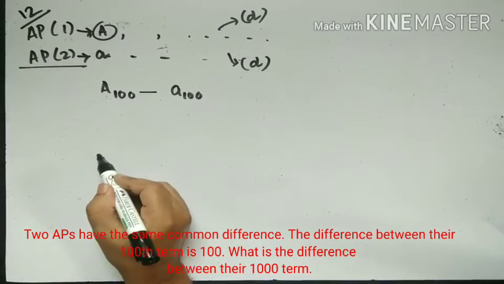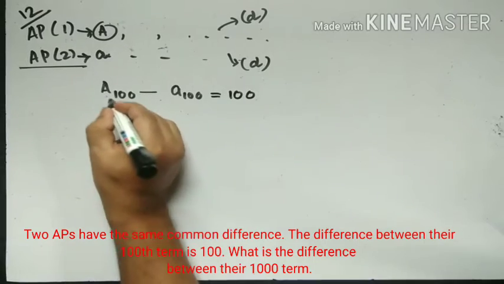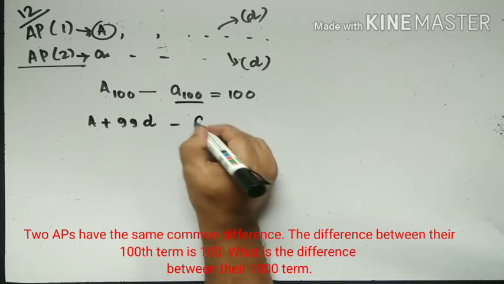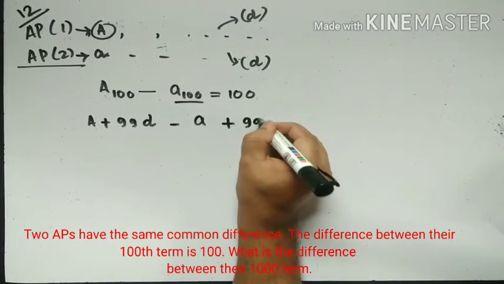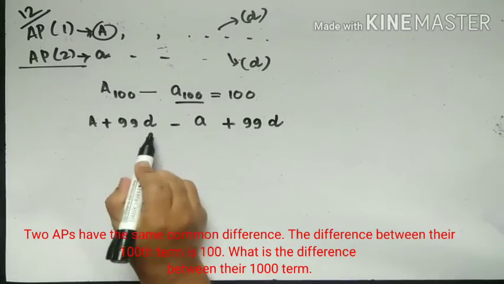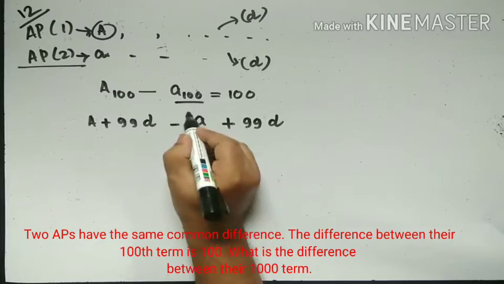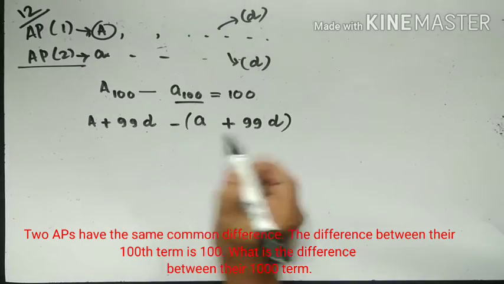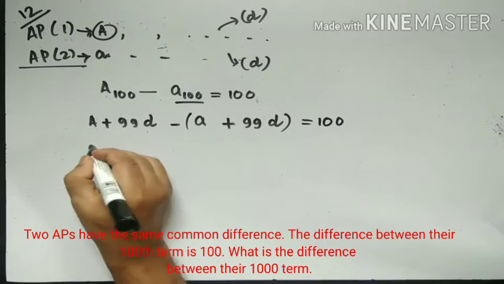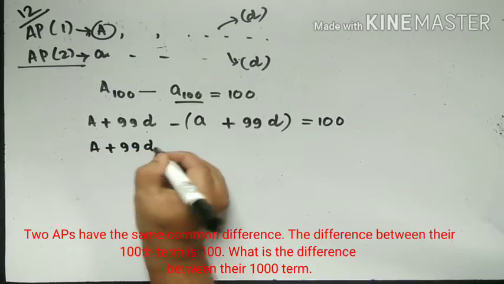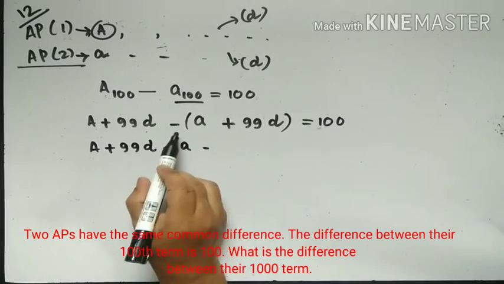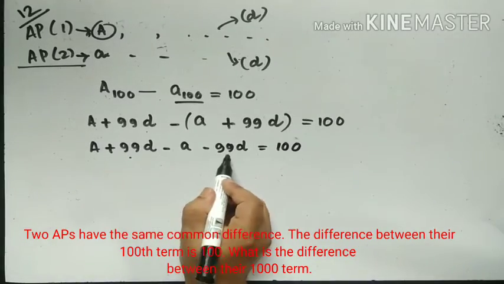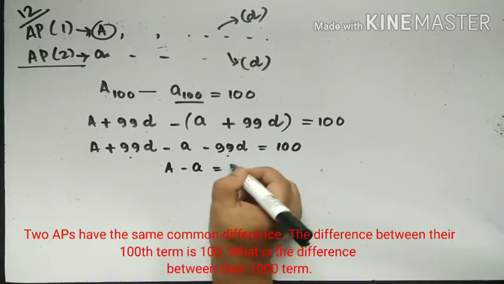Now, this difference is equal to 100. A100 means A plus 99 into D. And the other A100 means a plus 99 into D. Since D is the same, here also small d. Now, I have to put a bracket here because it is negative. If it is negative, always put a bracket. So the answer will be equal to 100. So A plus 99D minus a minus 99D equal to 100. So 99D and 99D get cancelled, that means A minus a equal to 100.